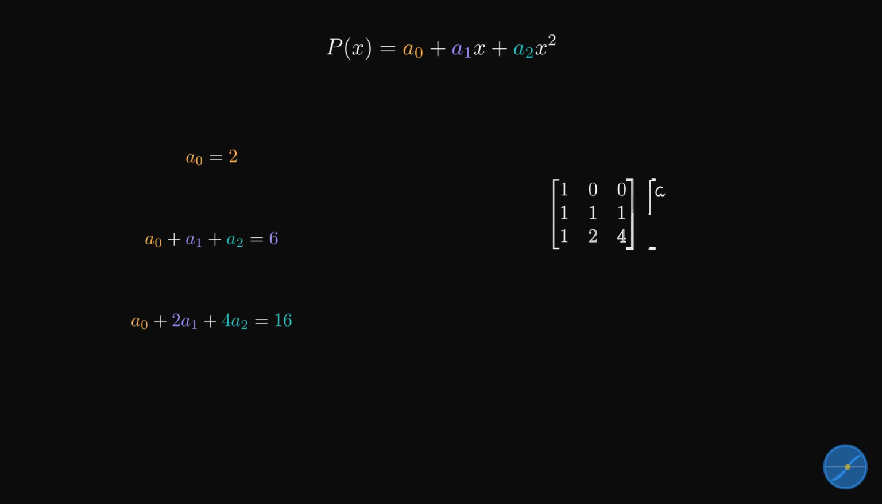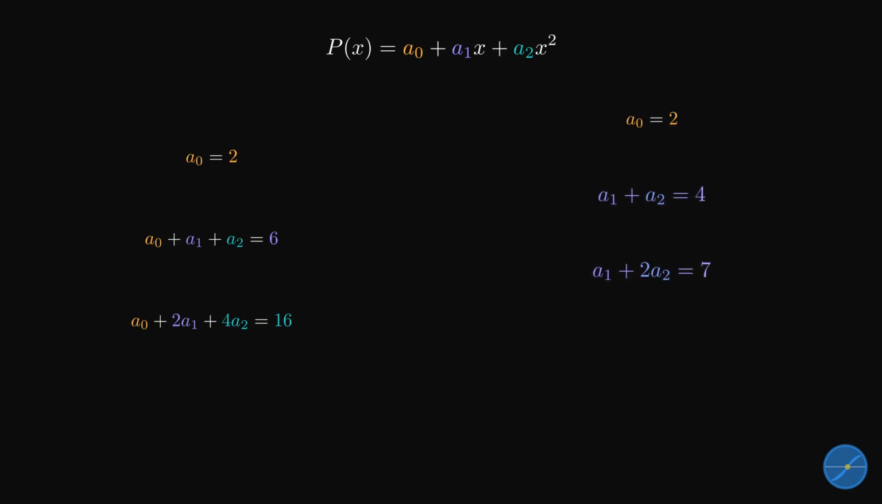Packed into a grid, this system is called the Vandermonde matrix. Keep the grid in mind, we come back to it. For now, we solve the equations. The first equation gives a0 equals 2. Put a0 equals 2 into the second equation. a1 plus a2 equals 4. Put it into the third equation. Divide by 2. a1 plus 2a2 equals 7.